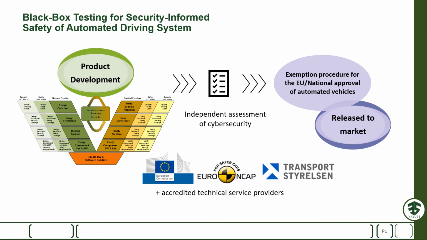The natural place for a black box or independent security-informed safety test would be after the product development and before the release to market. The typical use case would be a certification test for type approval, or a rating test like Euro NCAP, or an exemption procedure for prototype testing on open road. And it could work to establish trust in the technology and bridge the gap between the marketing portrayal of the ADS system and the actual performance of the system.